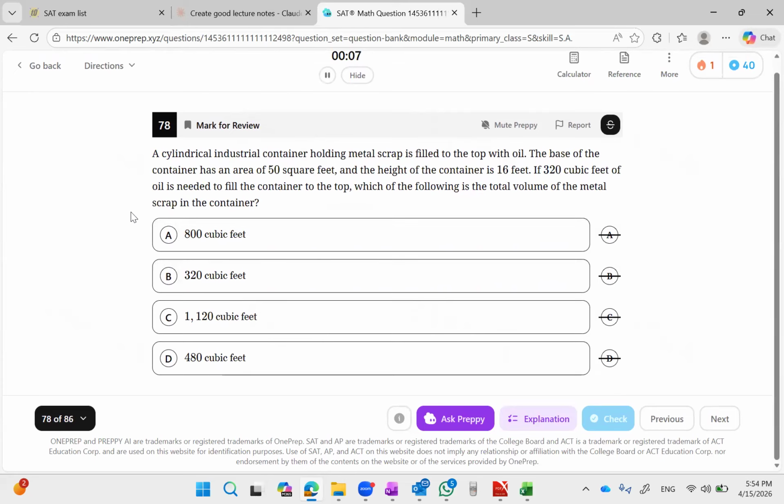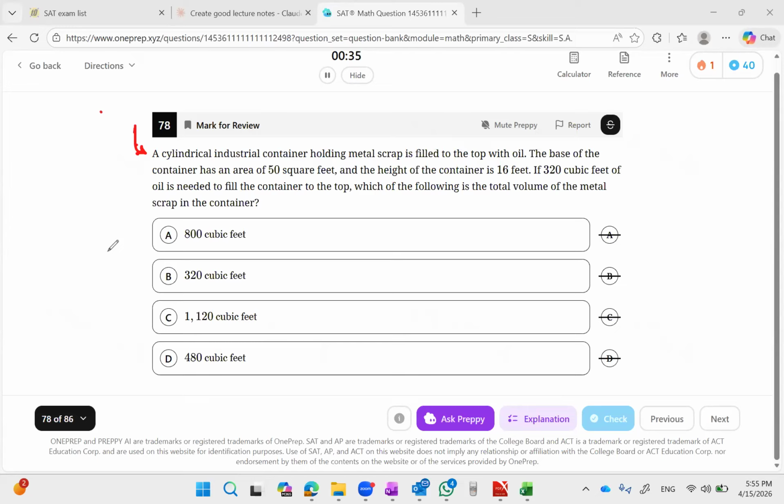No, we didn't. A cylindrical industrial container holding a metal scrap is filled to the top with oil. The base of the container has an area of 50 square feet, and the height of the container is 16 feet. If 320 cubic feet of oil is needed to fill the container to the top, which of the following is the total volume of the metal scrap in the container?